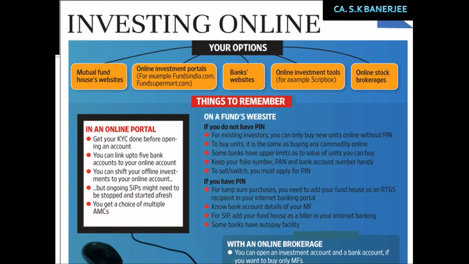Or secondly, you have options. You have various online investments. So first of all, you have to open an account in the mutual fund's website. You have to do your KYC, link your bank account, and then a folio number will be generated. Your PAN and bank account numbers will be linked to that folio number, and you can start your SIP or you can invest online.